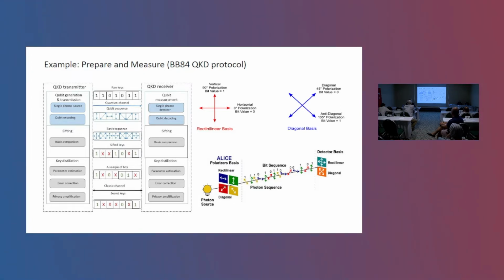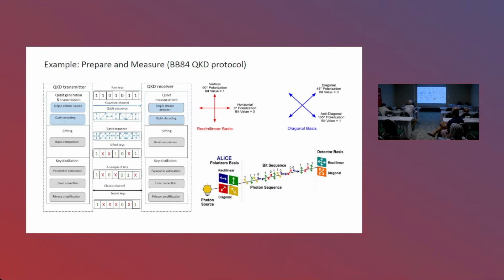These raw data are encoded on the qubits through the use of some basis. In this case, for instance, Alice uses either the rectilinear basis or the diagonal basis. The rectilinear basis is basically the eigenvectors of the Z Pauli operator. The diagonal basis is the eigenvectors of the X operator, and Alice at random encodes these bits.